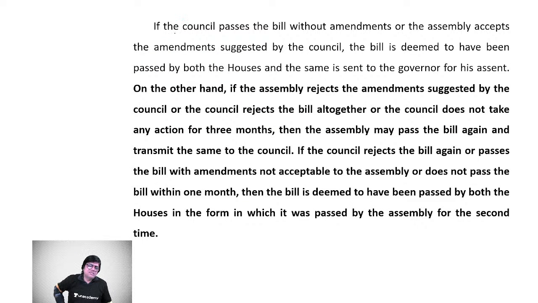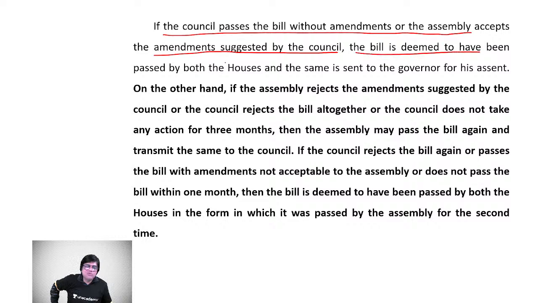So let's see stage by stage. If the council passes the bill without amendments, or the assembly accepts the amendments suggested by the council, the bill is deemed to have been passed by both houses, and the same is sent to the governor for his assent. So it's a cakewalk, a simple situation. There's no conflict. The amendments have been suggested by the council, the assembly accepts the amendments, and then it goes to the governor. So this is a very straightforward situation.